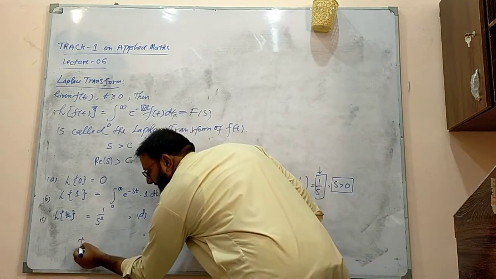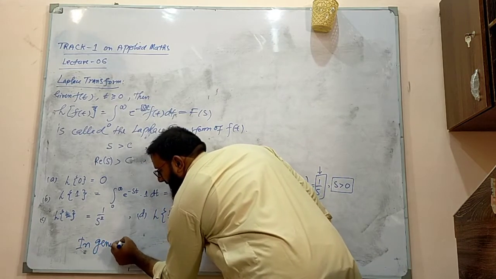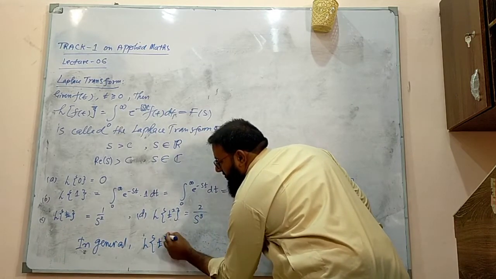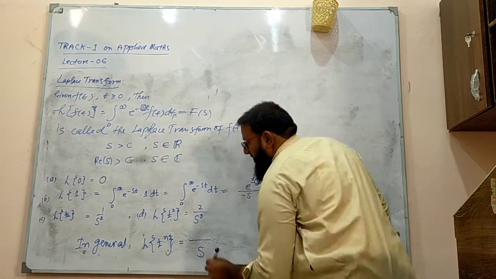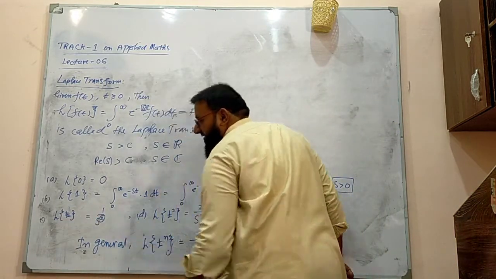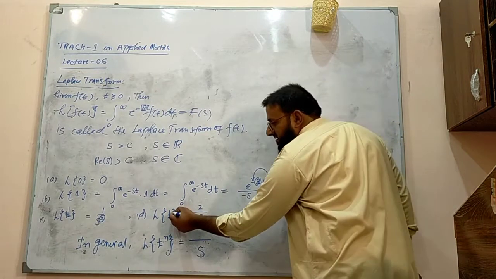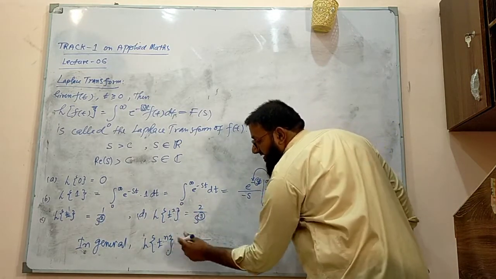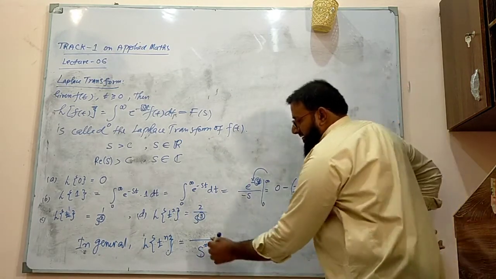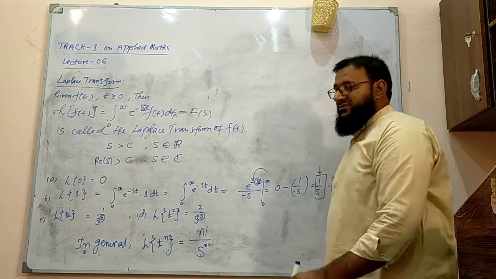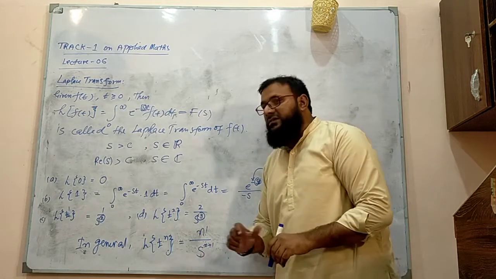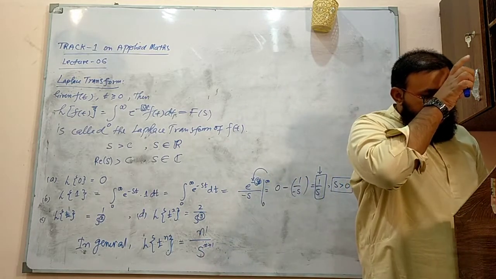So in general, what can we write? In general, the Laplace transform of t power n is going to be what? If the power of t is 1, the power of s is 2. If the power of t is 2, the power of s is 3. So if the power of t is n, the power of s is n plus 1. And the numerator is going to be n factorial. So the Laplace transform of t power n is going to be n factorial divided by s power n plus 1.